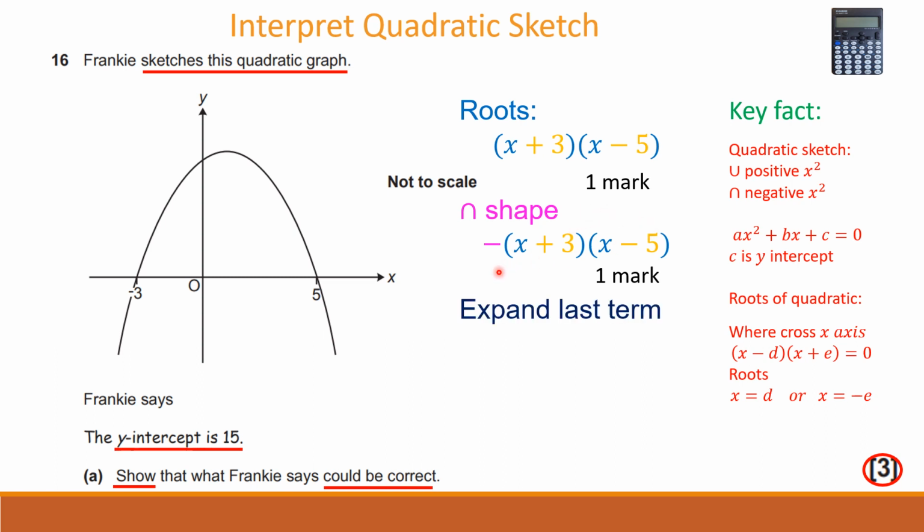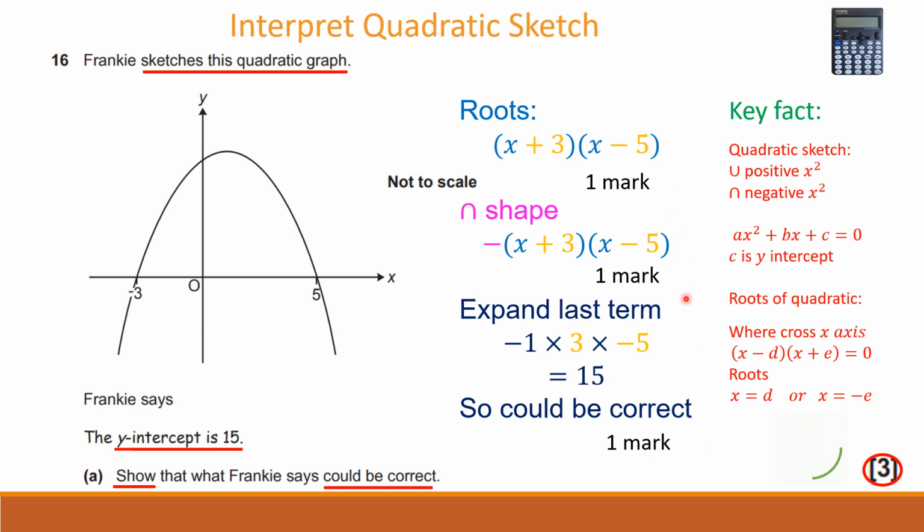But there's this -1 at the front, so we're expanding the last term. I've got a -1 times by a 3 times by a -5, which is going to give me 15, which is why the y-intercept could be 15. So he could be correct for 1 mark. So make sure you know exactly where the marks were awarded. Give yourself a tick and show where the marks were awarded. Use a different colour pen to mark your answers. Well done, guys. Tricky question, that is.